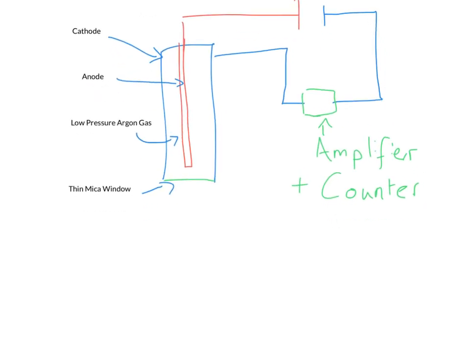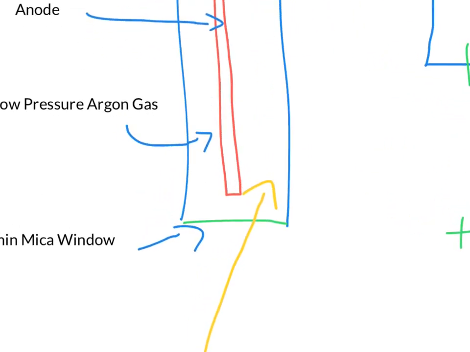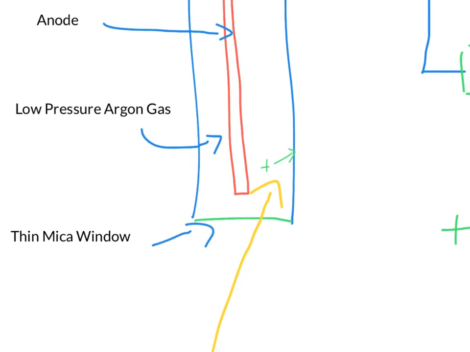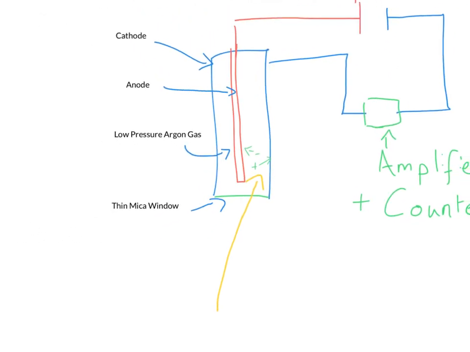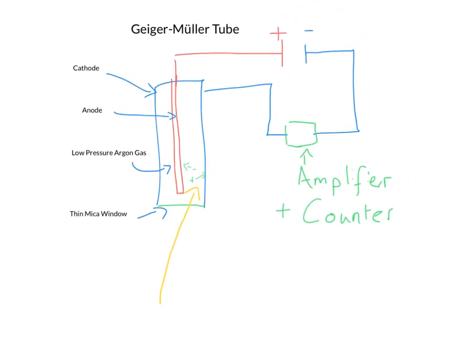The exception to this is when radiation passes through our thin mica window here. Radiation, as we know, has an ionizing ability, so it'll create ions, positive or negative. Positive ions are going to go towards the negative cathode, and negative ions are going to go towards the positive anode. So if a piece of ionizing radiation comes in here, alpha, beta or gamma, it will cause a brief flow of current. Now we have another component in this circuit, and what it does is it amplifies that electrical signal, and then it will count it in some way.